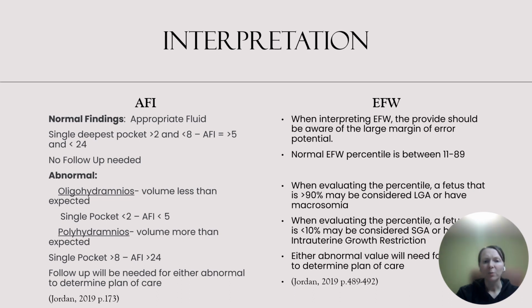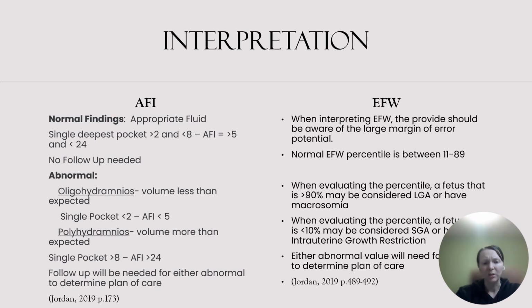When we're looking at our interpretation for AFI, we're going to be looking at that single pocket again, and that pocket needs to have no fetal parts, no cord, and measuring the depth. In a normal finding, this needs to be between 2 and 8, and then your AFI measurement based on all of that needs to be between 5 and 24. And then as long as we have that, there's no need for follow-up.